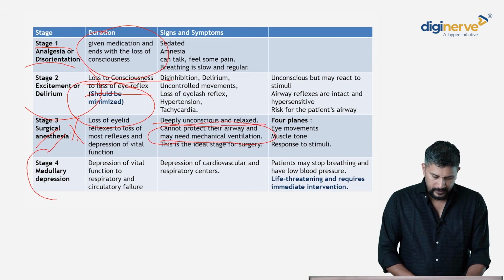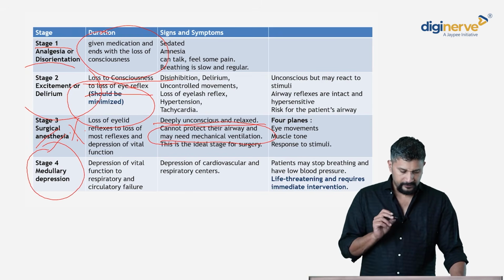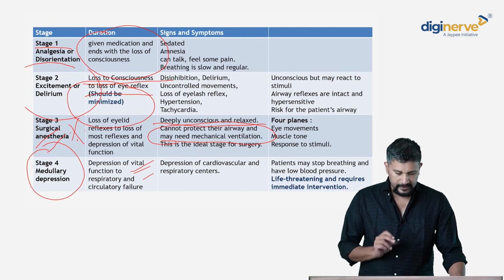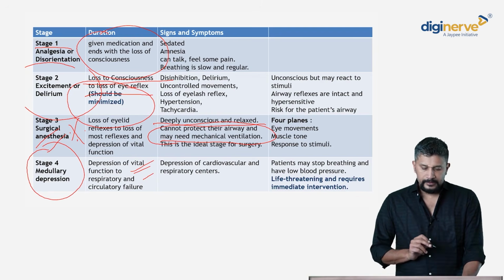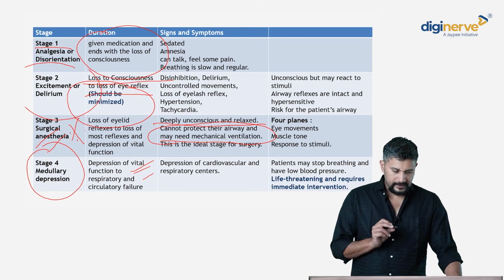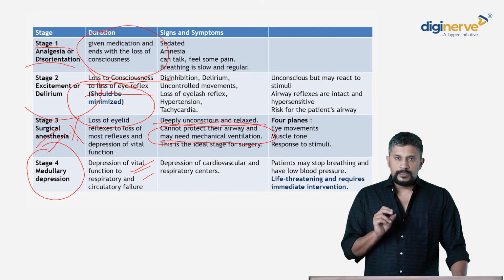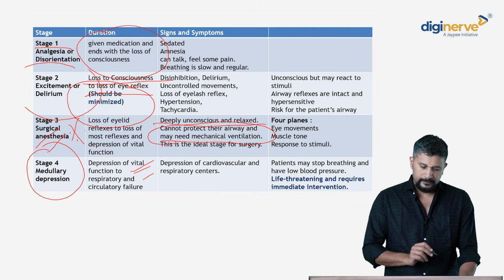The stage 4 is your stage of medullary depression, wherein you're going to have a depression of your vital functions leading to circulatory and respiratory failure. This fourth stage is what you want to avoid. The second stage, again, you need to cut it short to as short as possible.